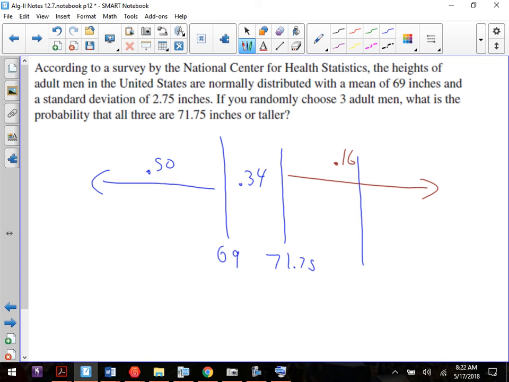So, the idea, if I'm randomly selecting 3 people to be taller than 5'11" and 3/4, the probability of getting one person that tall would be 16%. 2 people would be 16 times 16. 3 people would be 16 times 16 times 16. So the probability of randomly selecting 3 people would be 0.16 times 0.16 times 0.16.